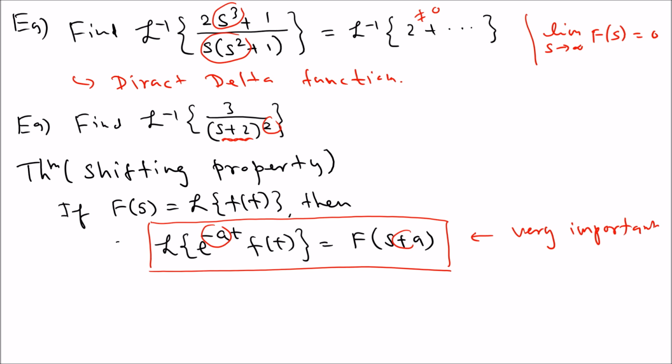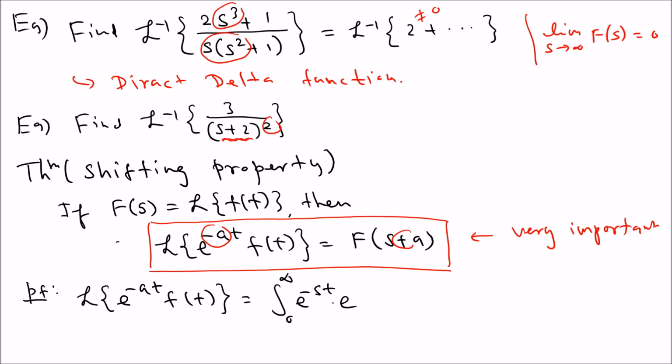So let's look at the kind of proof. What's really going on here? Let's use the definition. So I'm going to say proof for that. What's the Laplace transform of e to the minus at f(t)? Write the definition: 0 to infinity, e to the minus st, that's the Laplace transform part, and then e to the minus at f(t).